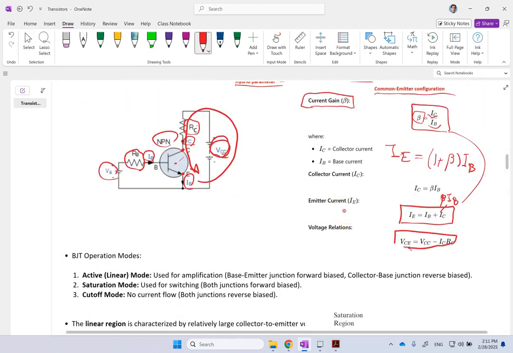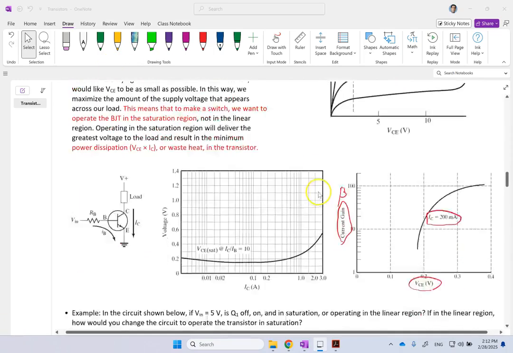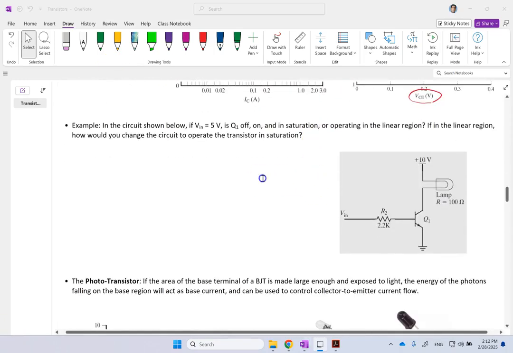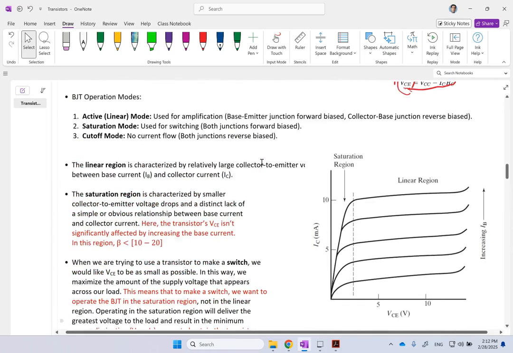And this is that VCE we just talked about. So I'm going to show you more equations and an example here in a second. I'm going to go through equations and show you one example to use these. But before that, we need to know a few more things, and those are the operation modes of the BJT.